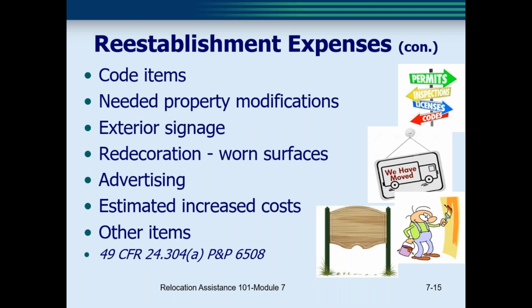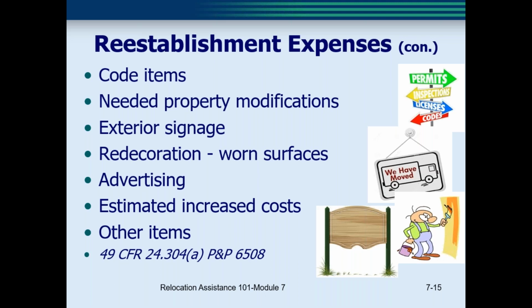In the first category on the slide, code items. Examples would be ADA modifications. Maybe they need to have a ramp. They need to have separate bathrooms. They need to have fireproof doors. They need to have additional exits. And the one we just talked about a minute ago, they needed to have the fire suppression system.